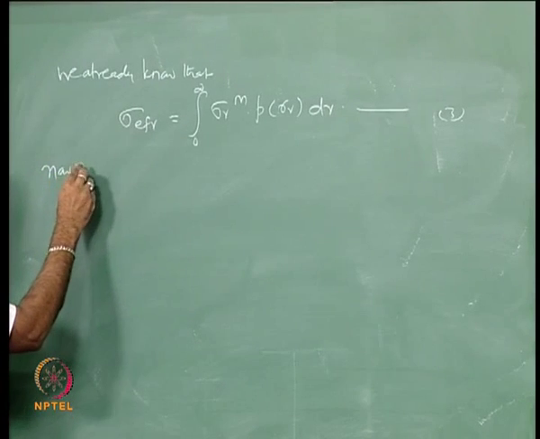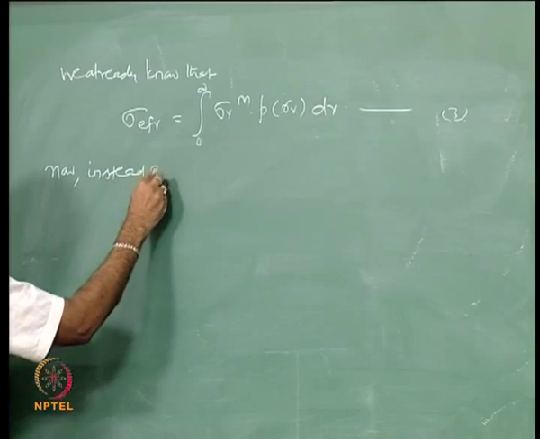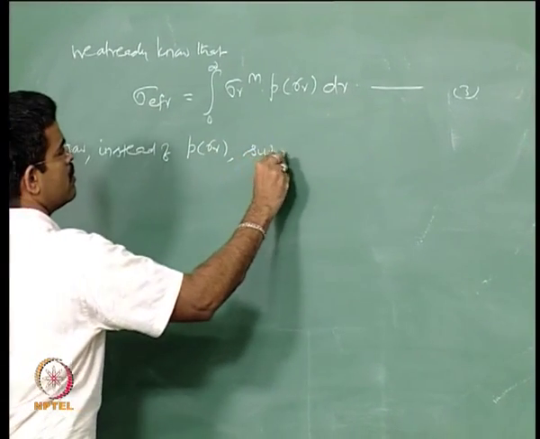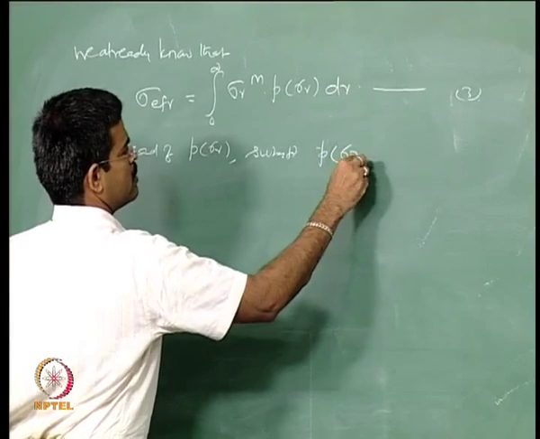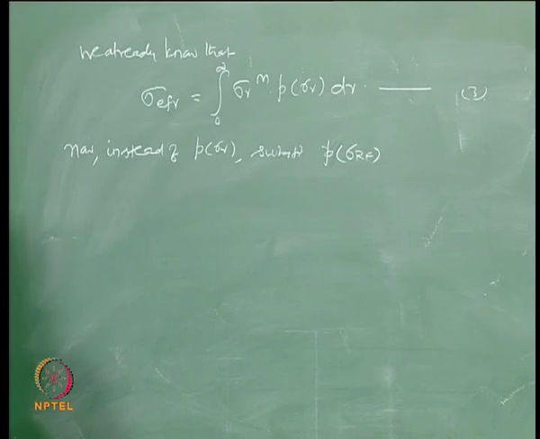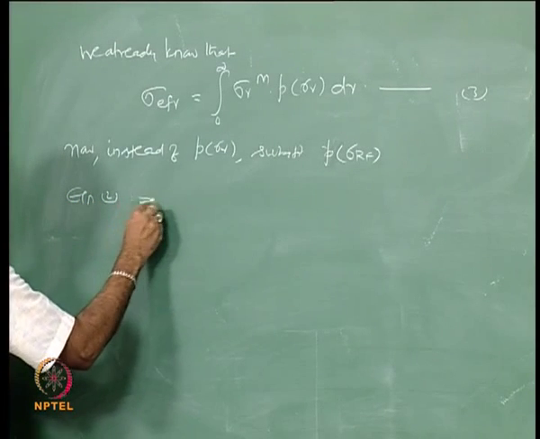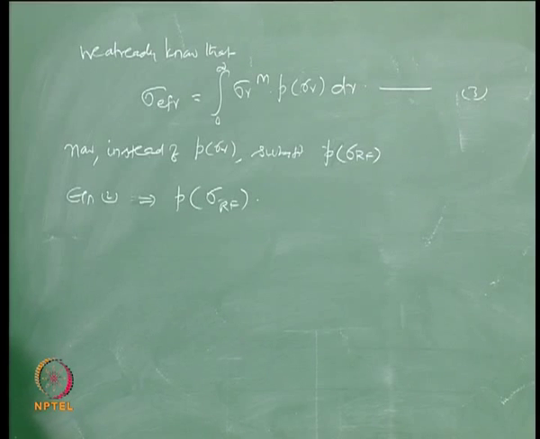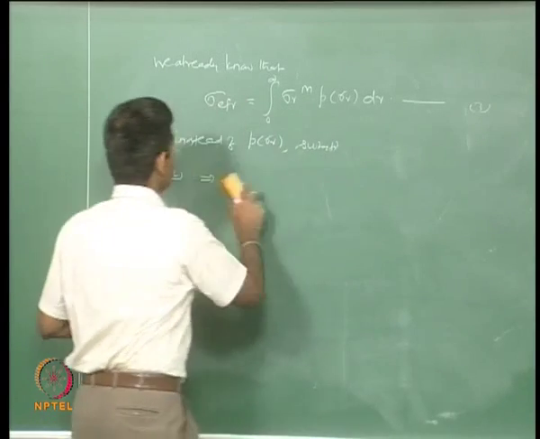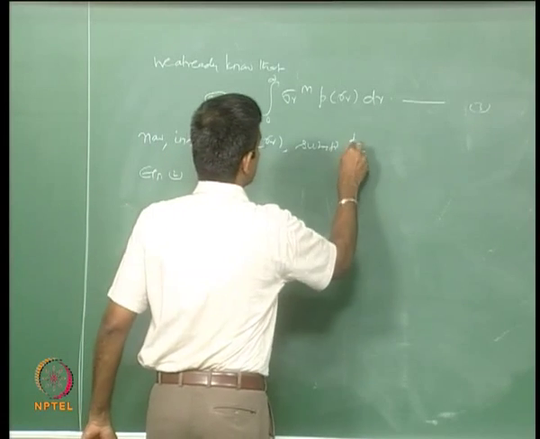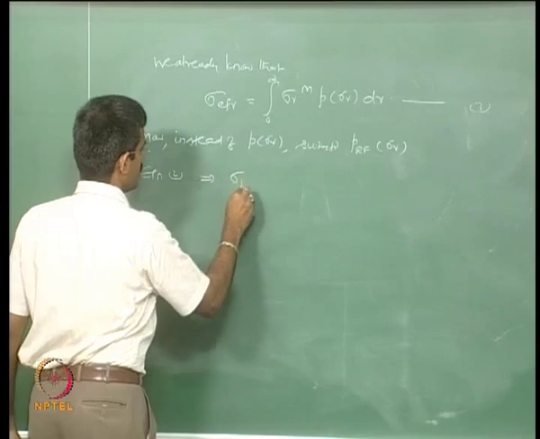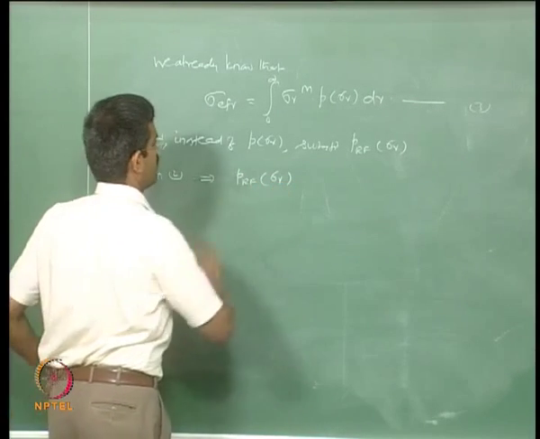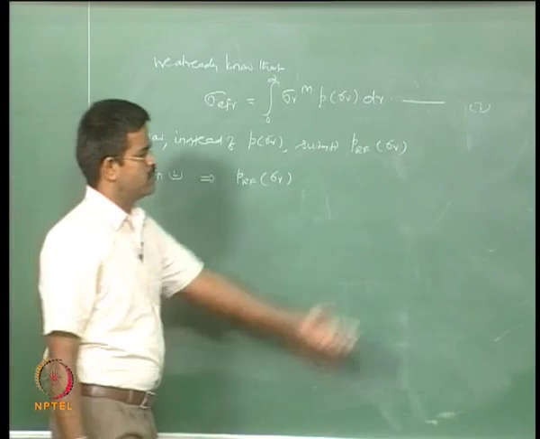Instead of the probability density function of sigma r, now substitute the probability density function of sigma rf, that is rainflow count. So equation 2 will give you the probability density function of sigma rainflow. Let us write it like this: probability density function of the rainflow of sigma, which equation 2 will give you, which we just now wrote.